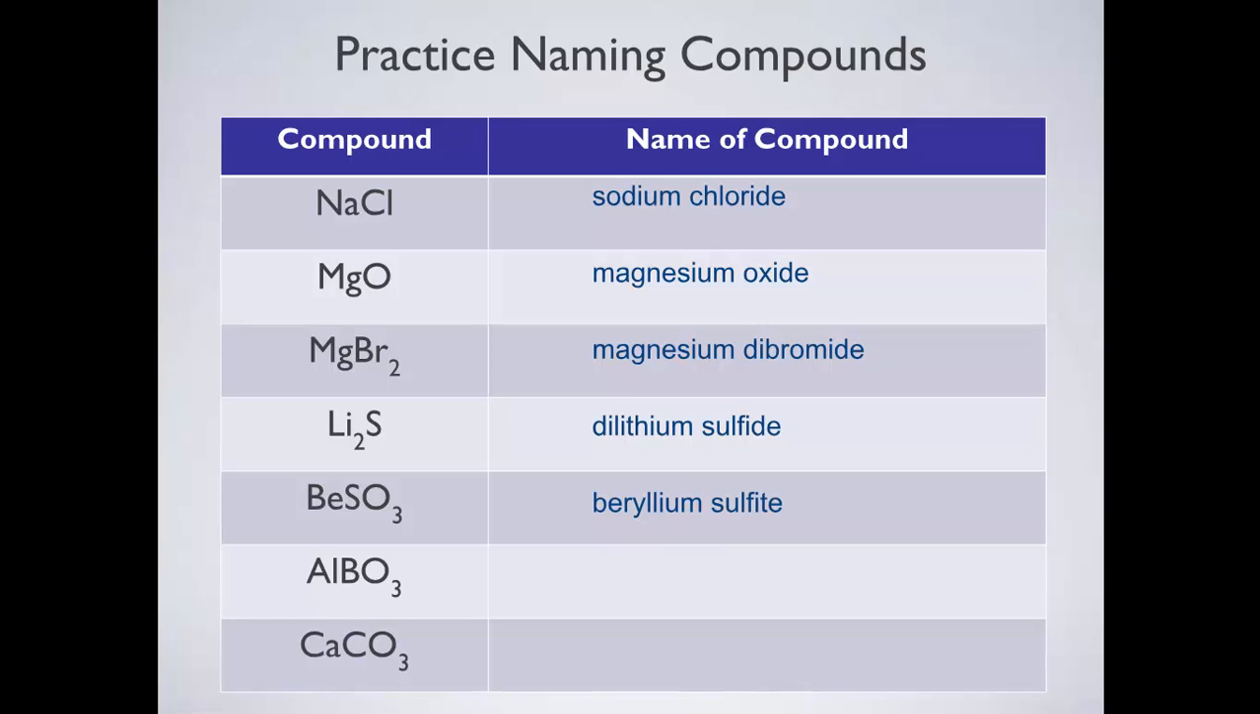How about this next one? Aluminum borate. It's another radical. BO3 is borate. And lastly, calcium carbonate. Calcium carbonate is the shell of many mollusks.